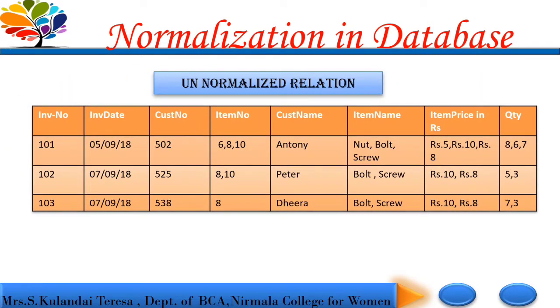Here is the table of an unnormalized relation where we have the item number, item name, item price, and quantity. Multiple values are being stored.